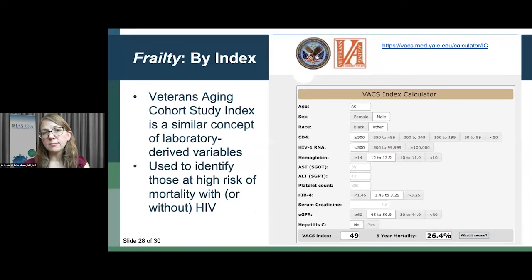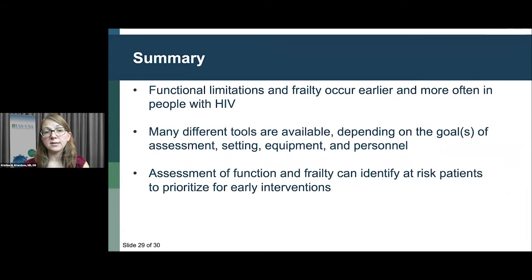A somewhat similar concept is this Veterans Aging Cohort Study Index that was developed specifically for people with HIV. It includes far fewer variables, all readily available within the lab, but this index has also been quite useful in identifying those that are at high risk of mortality, both with and without HIV in the Veterans Aging cohort and beyond. So in summary, functional limitations and frailty occur earlier and more often in people with HIV.